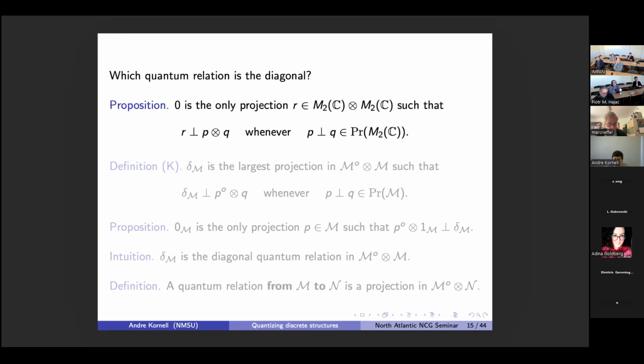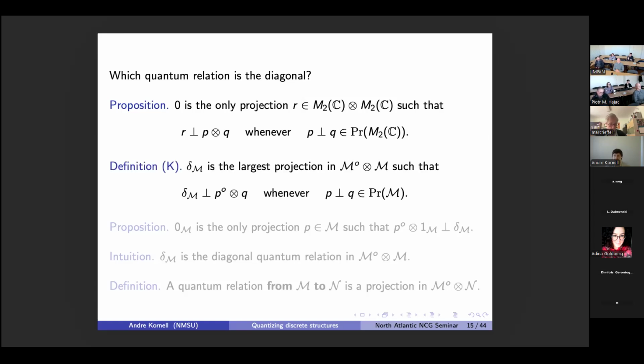And one motivating proposition here is that when we're looking at M2C, it turns out that the 0 projection is the only projection R in M2C tensor M2C, with the property that R is orthogonal to P tensor Q whenever P and Q are orthogonal to each other. And this is a little bit of a problem because exactly this condition defines the diagonal projection in the commutative case. So it feels like when we pass from the commutative case to the non-commutative case, we basically lose our diagonal relation. But there's a fix, and the fix is to appeal to that third basic principle and op one of the factors.